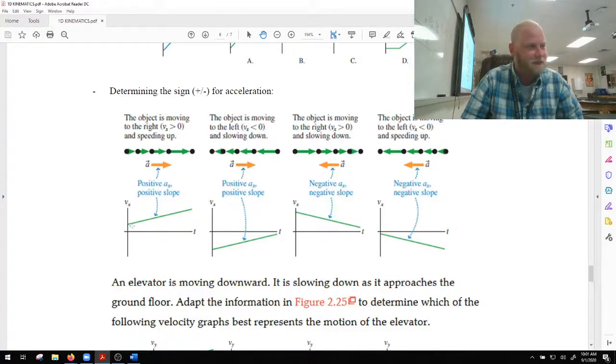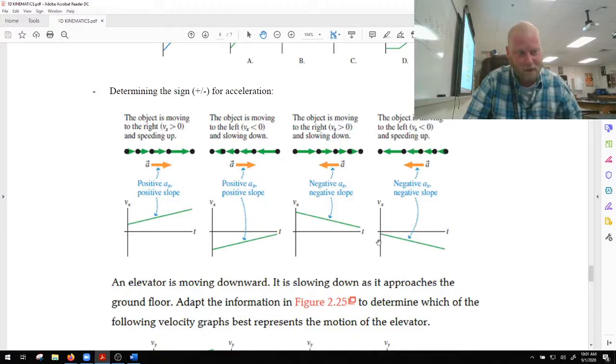Right, so this would show an object that is traveling in the positive and speeding up because it has a positive acceleration. Positive velocity, positive acceleration, speeding up. This one has an object with a negative velocity but positive acceleration, it's slowing down. This one has a positive velocity but a negative acceleration, right, because the slope is negative, so it's slowing down. This one has a negative velocity and a negative acceleration, therefore it's speeding up in the negative, right?